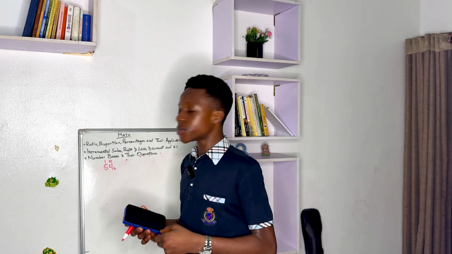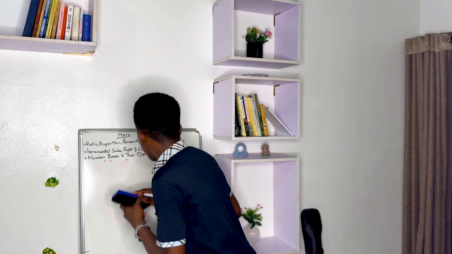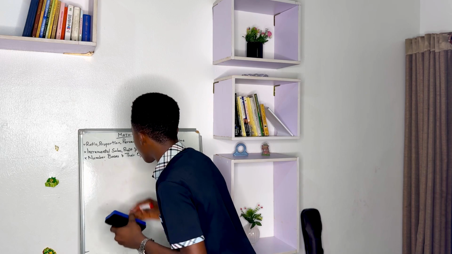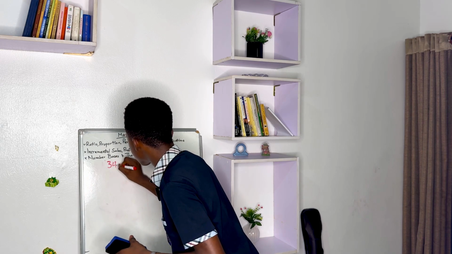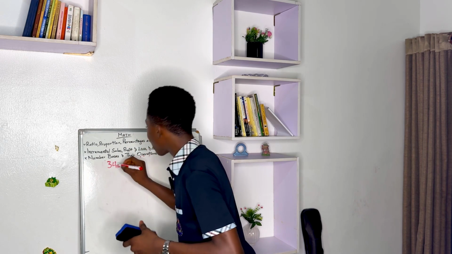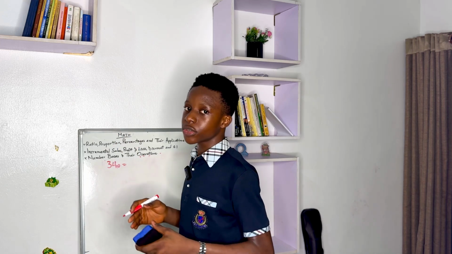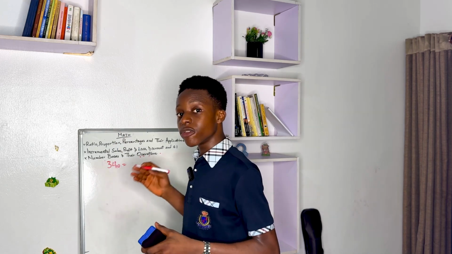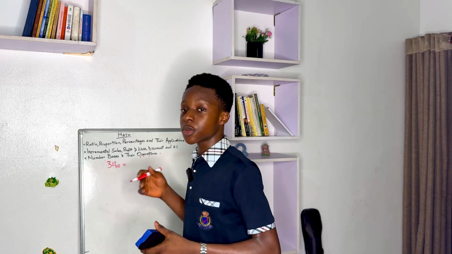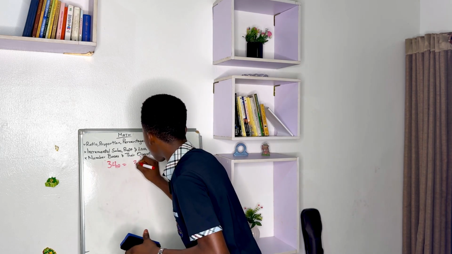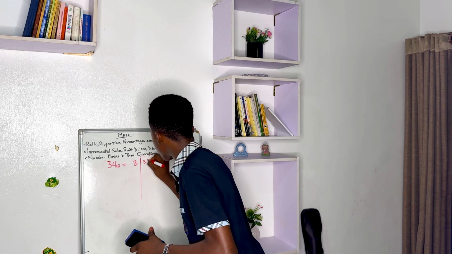And now to convert this to base 3, let me write down what we got. We got 34 in base 10. Now to convert this to base 3, we have to divide 34 constantly until it reaches 0. And the number we're going to use to divide 34 is 3, since we're changing to base 3. All right, so let's say I have 3 here, and then I have 34.